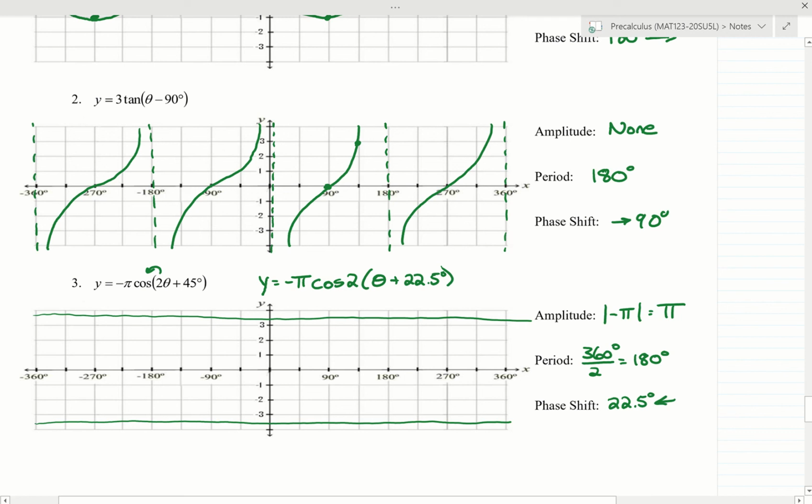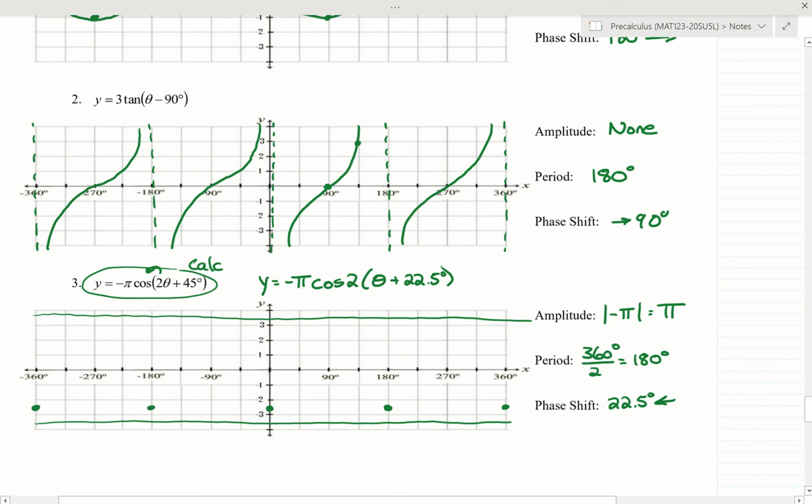So I'll type the original into my calculator. You always use the original to get your points. So negative pi times the cosine of 2 times a plus 45. And I'll plug in 0 first. So if you plug in 0, you'd get negative 2.222, something like this. The period's 180, so 180 degrees before and after, it's going to be the same thing.